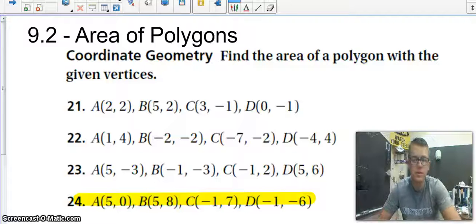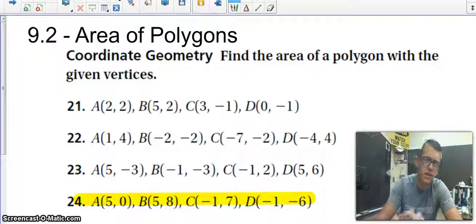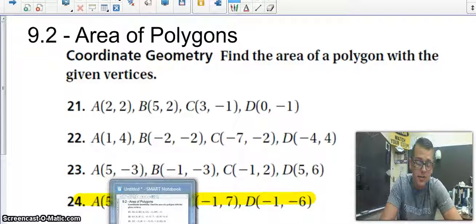Hey guys, we're back. We're doing question 24 from 9.2. It's got a more specific name, but really generally we're just going over how we find the area of polygons in the coordinate plane.